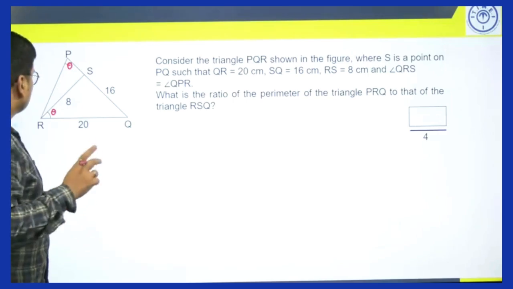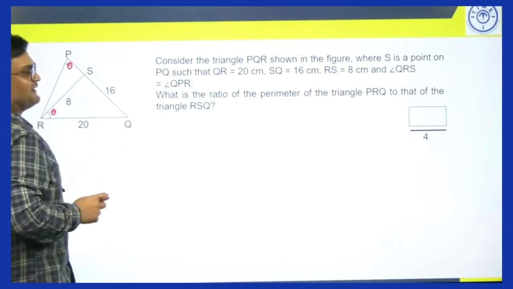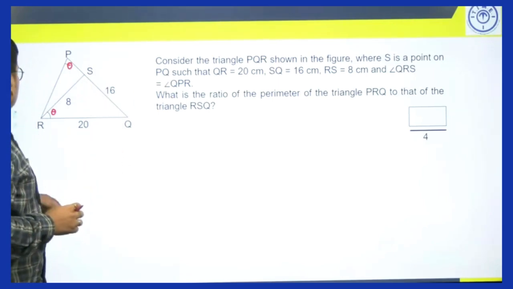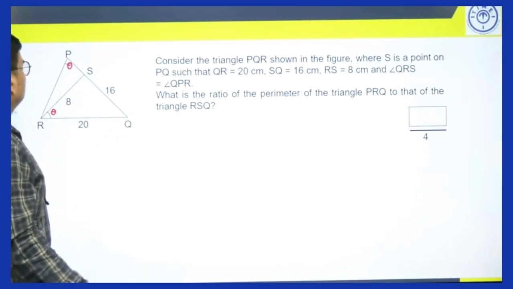So let's do one thing. What is he asking us? What is the ratio of the perimeters of triangle PRQ to that of RSQ? PRQ is the larger one, RSQ the smaller one. What is the ratio of perimeters?